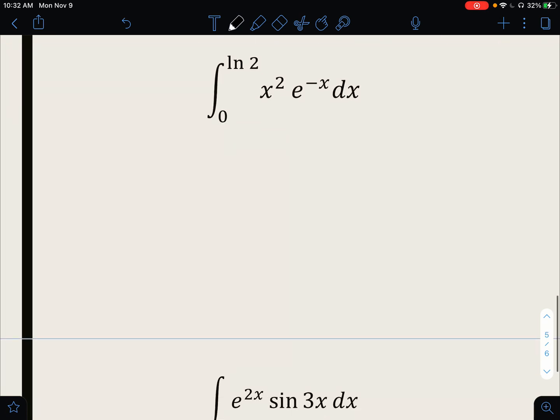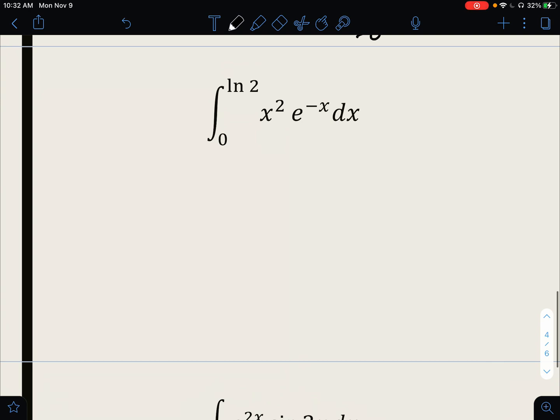All right. Next problem. Again, pause. Try to do this one yourself using the tabular method. I think we did this one in class using the regular repeated integration by parts, but test yourself to see if you get the same thing using the tabular method. And I will set up my table over here.